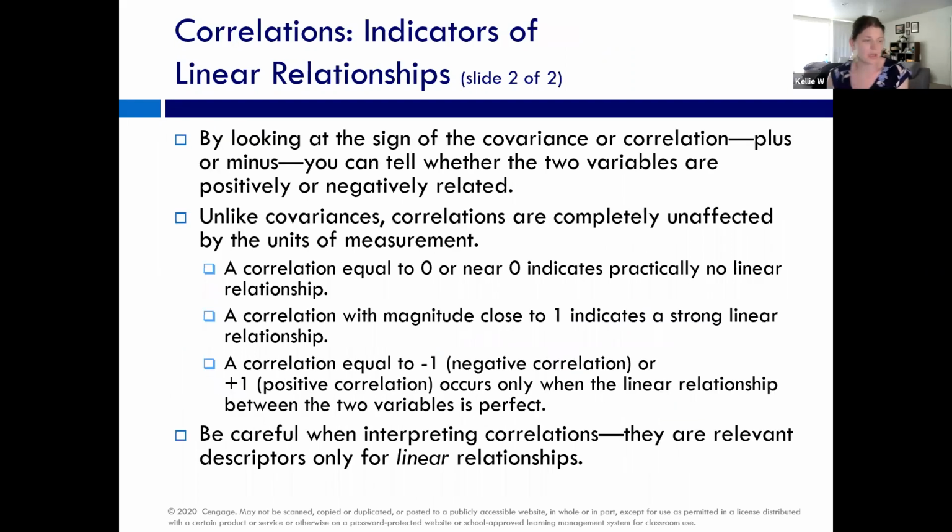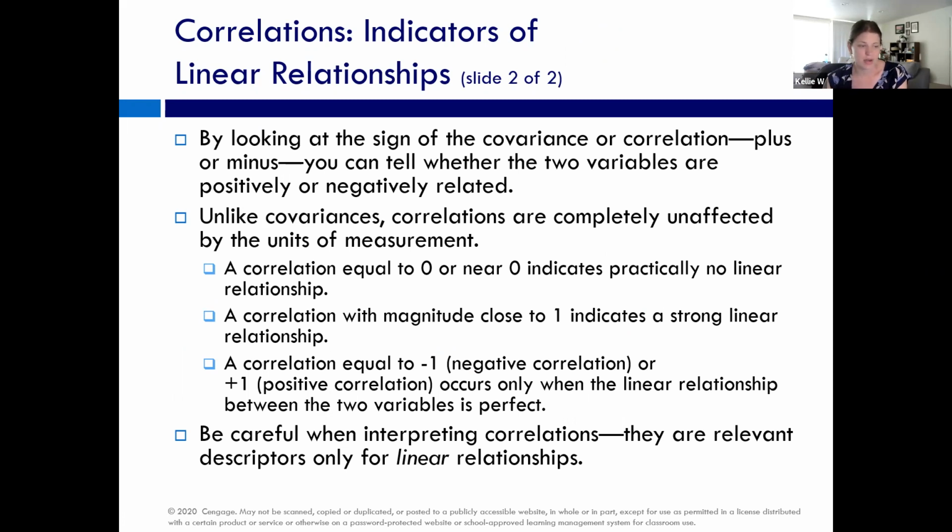But when we're looking at correlation or covariance, the sign of it, so positive or negative, tells us whether they're positively correlated or negatively correlated. So positively correlated would mean as one increases, the other increases, and negatively would mean as one increases, the other decreases.